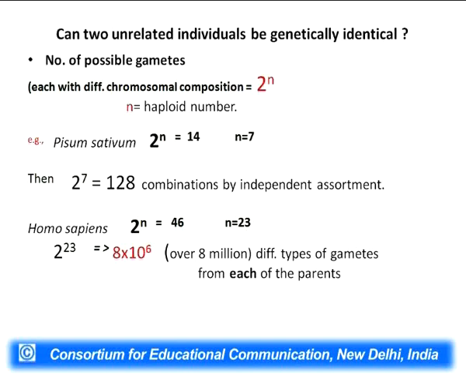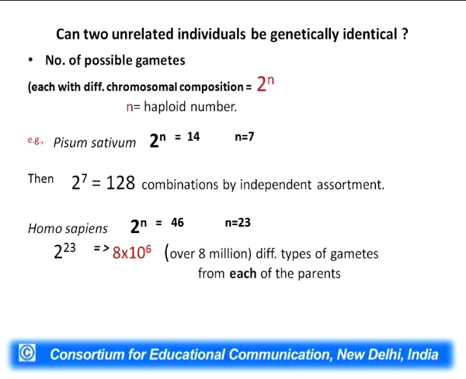Taking a classical example of Pisum sativum, which was Mendel's material, the 2n, that is the diploid chromosome number in Pisum sativum, is 14. So, the haploid number or the genomic number would be 7. If we were to put 7 in the formula of 2 to the power n, it would come to 2 to the power 7, which means 128 combinations by independent assortment. Please do not forget, 128 combinations is of one parent.